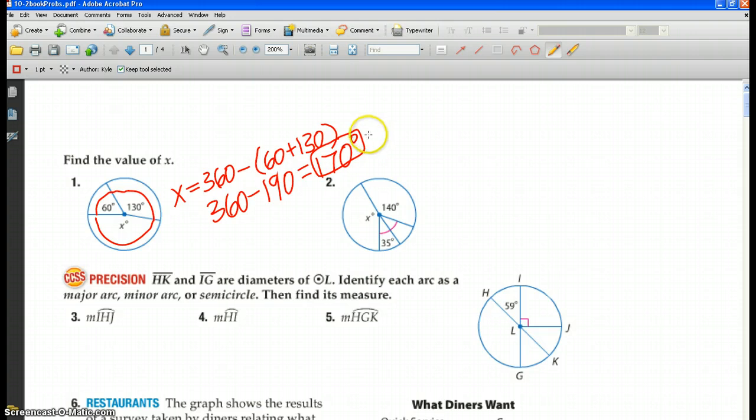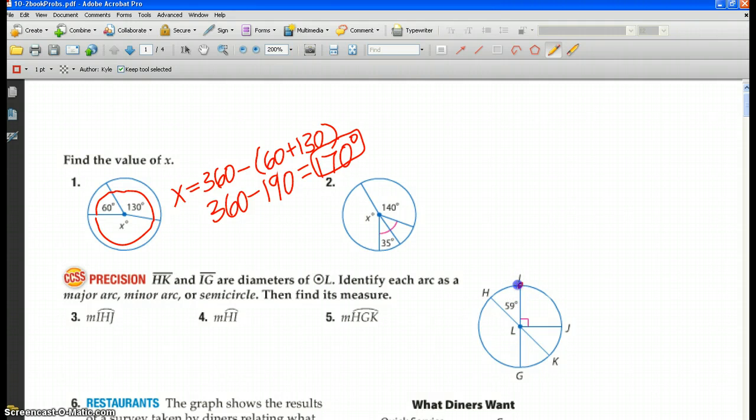And the next section, HK and IG are diameters of circle L. Identify each arc as a major arc, so that will be between 180 and 360, a minor arc between 0 and 180, or a semicircle, which is just 180 degrees. Then find its measure. So for number 3, the measure of IHJ.